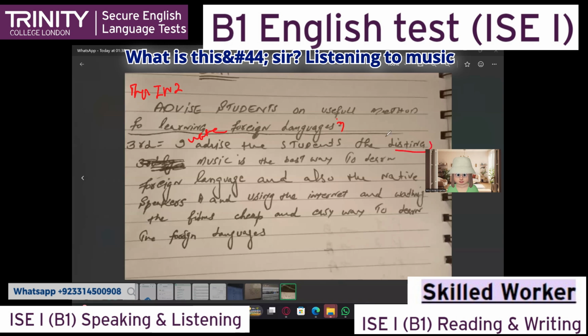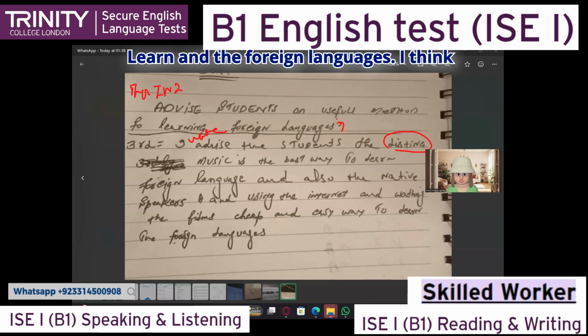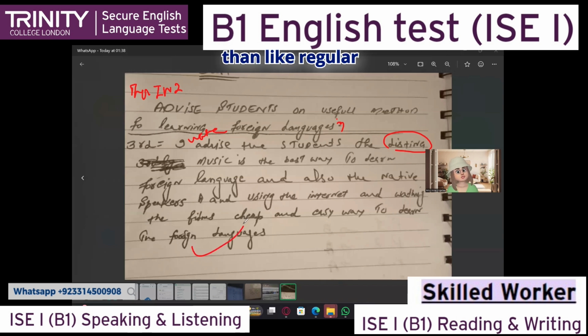What is this, sir? Listening to music is the best way to learn a foreign language, and also speaking to native speakers, and using the internet, watching the films, a cheap and easy way to learn foreign languages. I think you are very good. You are even better than regular students.